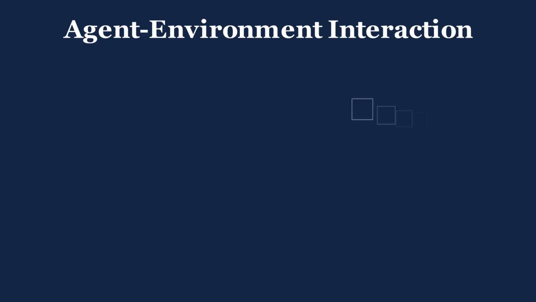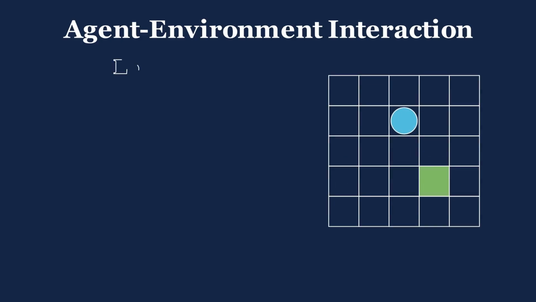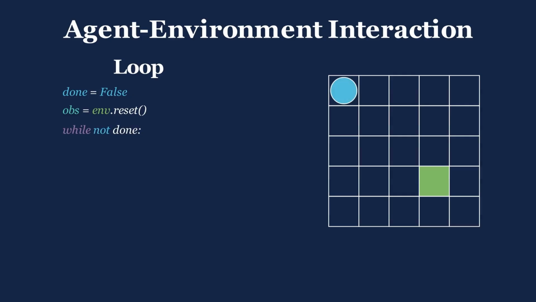Now, let's put the environment and agent together and show the RL loop using our 5x5 grid example. The RL loop starts by initializing a variable done to false, which will represent if the current iteration is finished or not. Next, the environment calls its reset method for initialization. The player gets reset to the top left corner of the grid. Now, we repeat the following sequence of events until done becomes set to true by the environment.